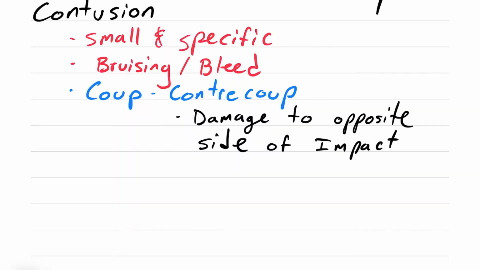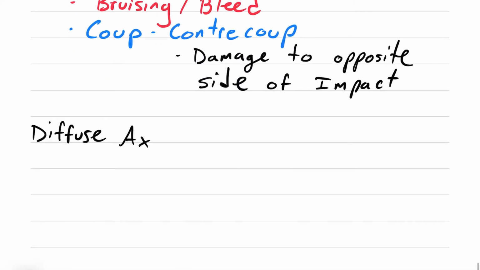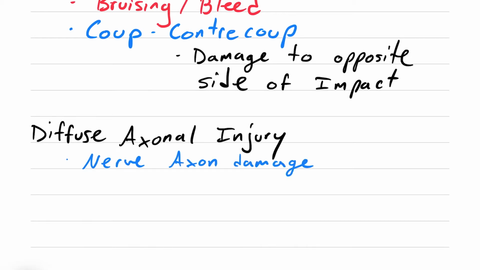Another severe type of brain injury is called diffuse axonal injury, and this is such a severe head injury that the part of the nerve cells inside the brain, the axon, tears. There's a very poor prognosis with this type of brain injury.